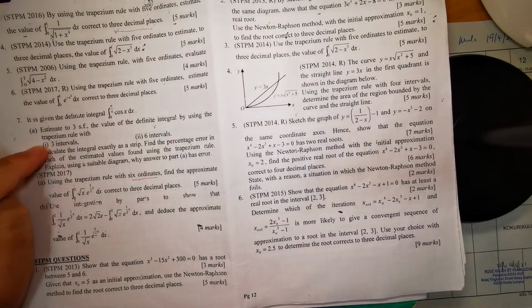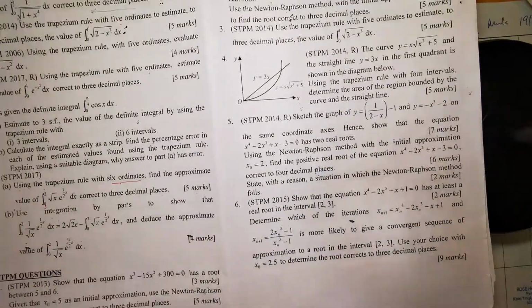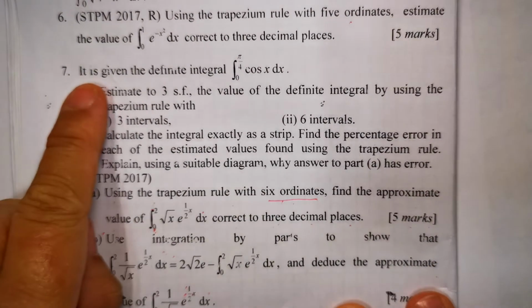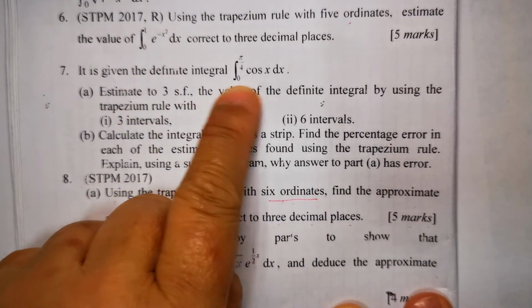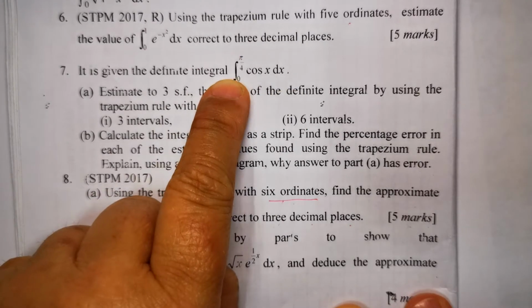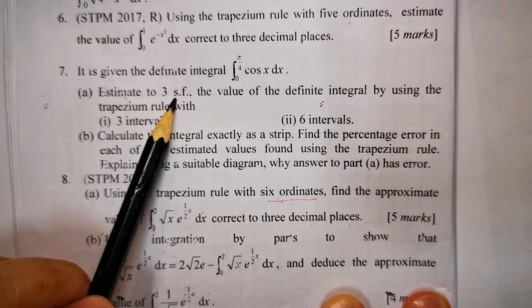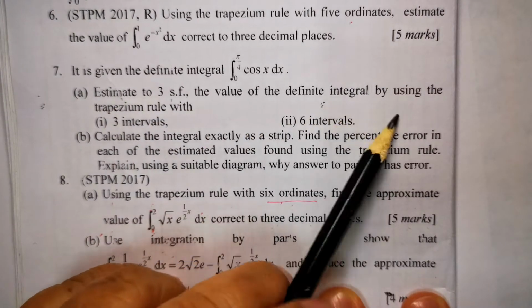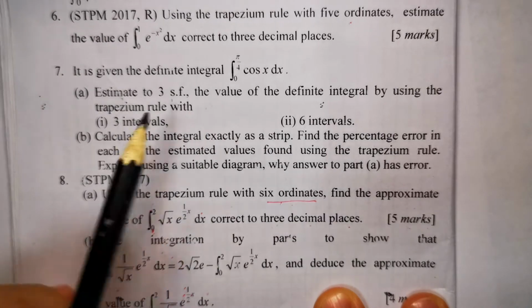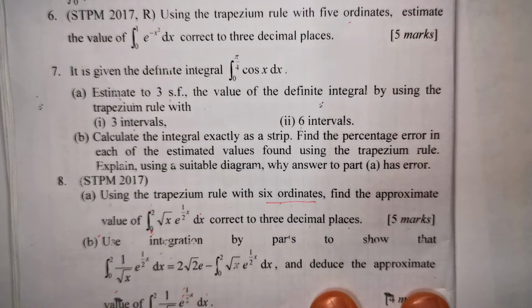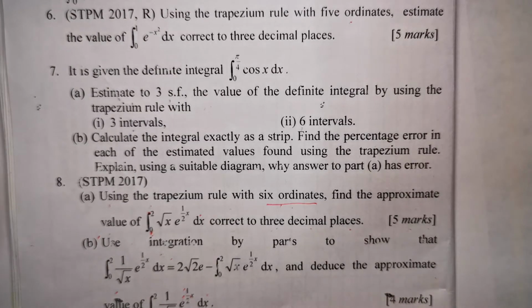All right, this one. Okay, question 7. I'll make it bigger. All right, so the question is like this. It is given the definite integral, integrate cos x dx from 0 to pi over 4. So part A, you are asked to estimate to 3 significant figures the value of the definite integral by using the trapezium rule with 3 intervals and 6 intervals. Okay, this is part A, so we discuss part A first.